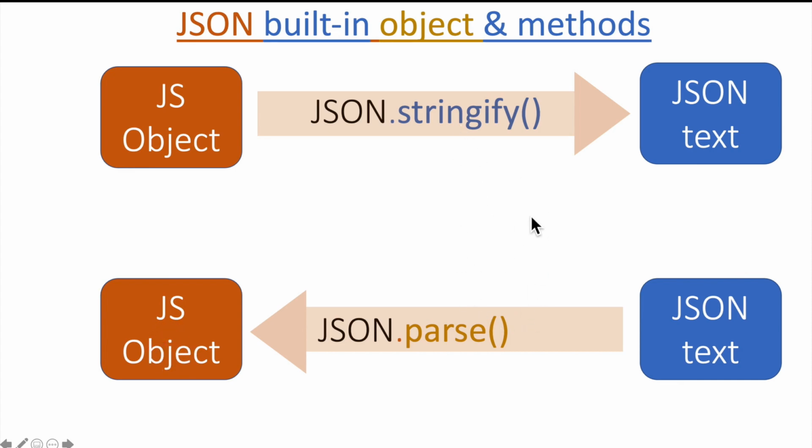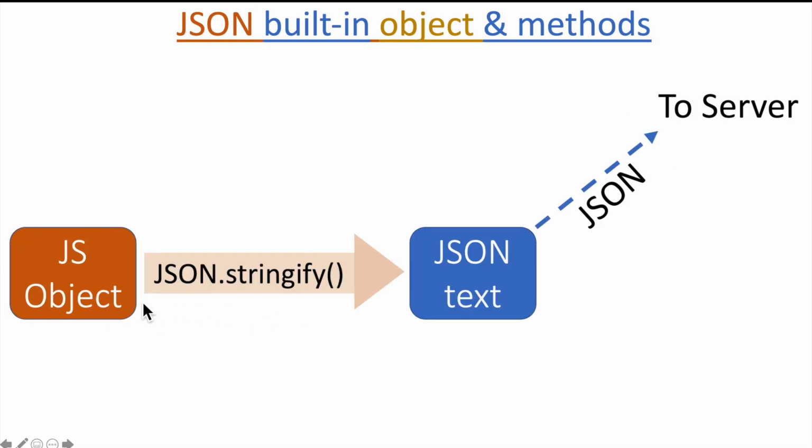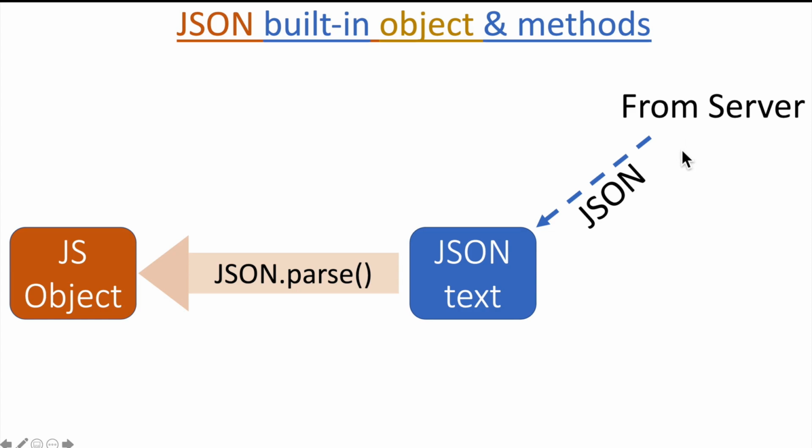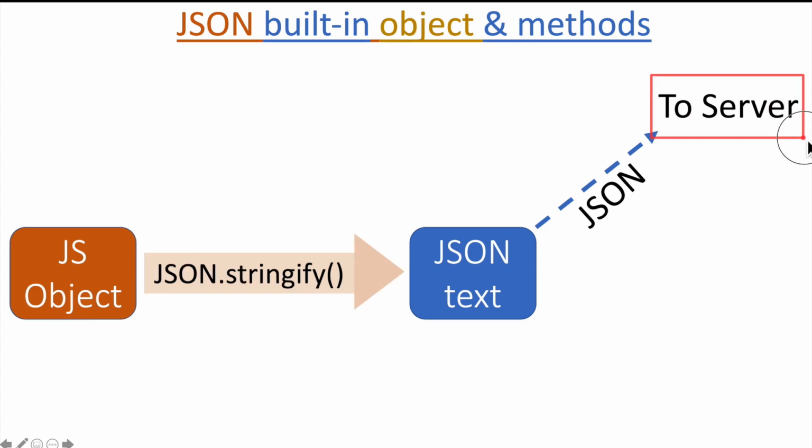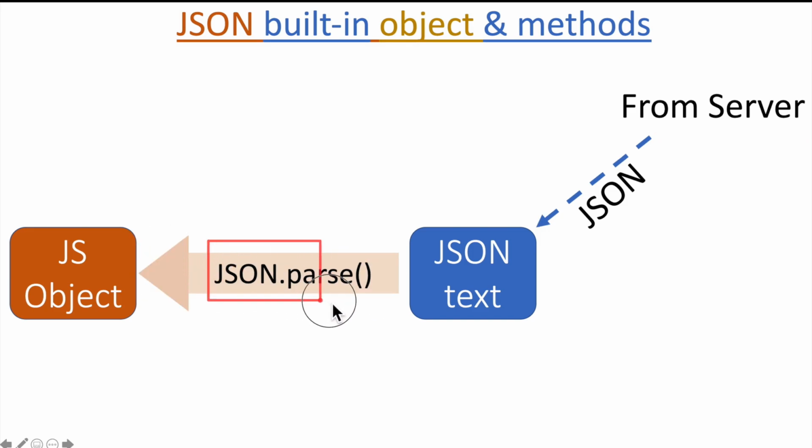And these two methods are important because, for example, if you have a JavaScript object, we'll use the stringify method and get some JSON text, and then we can send that JSON to the server. And similarly, if we get some JSON from the server, we can take that JSON text and run it through JSON.parse and get back the JavaScript object. So whenever we interact with the server, we typically use JSON.stringify and JSON.parse.